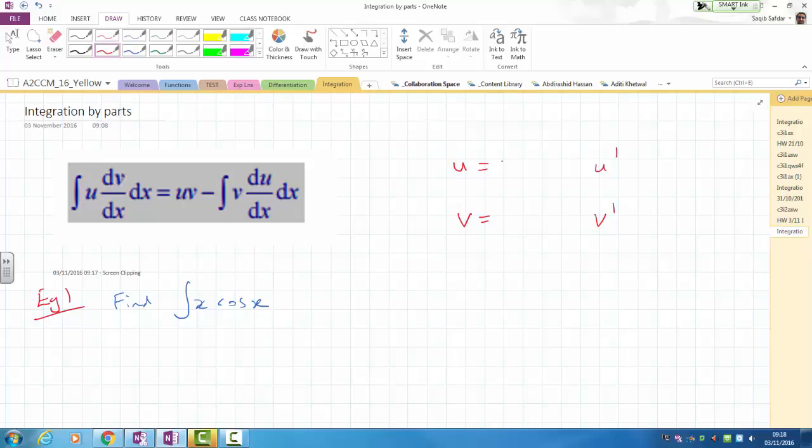So what I'm going to do is say let u equal x, and therefore v prime is going to be cos x. And if u equals x, then u prime is 1. If v prime is cos x, then when we integrate this, we get sin x.